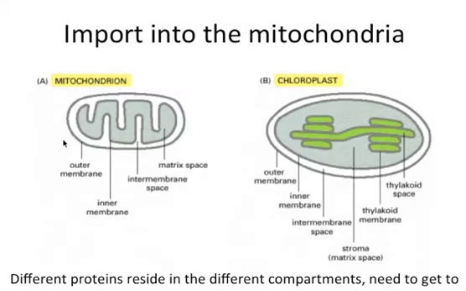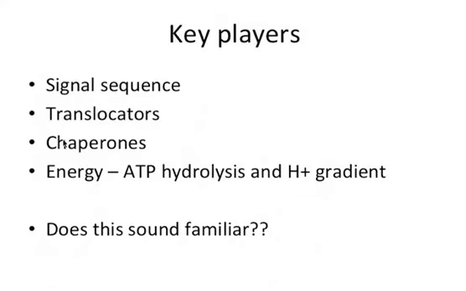Okay, so let's spend a few minutes on import into the mitochondria. So obviously, it's more of the same story, right? Different proteins reside in different places because they need to do certain things and they need to get to certain places to do their job. Key players, again: signal sequence, translocators, chaperones, and energy. Does this sound familiar? It seems to be a theme we keep hearing.